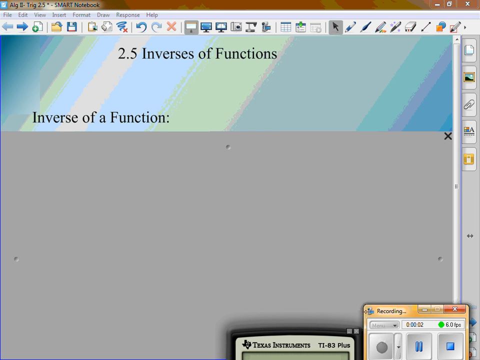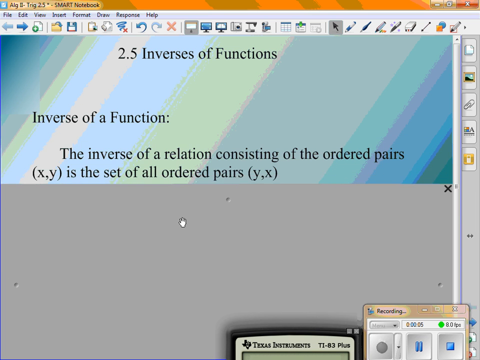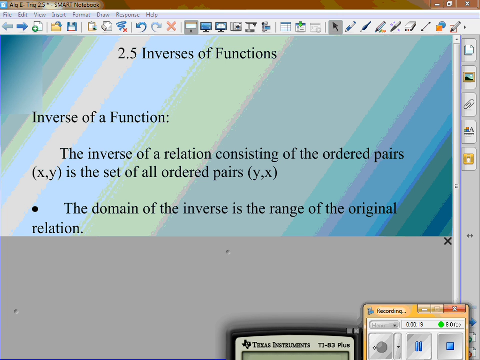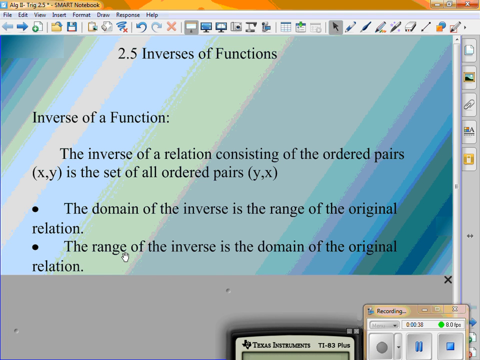2.5 Inverses of functions. An inverse is a relationship consisting of the ordered pairs x, y. So we have x, y. The inverse is y, x. What happens? They flip. They're inverses. The domain of the inverse is now the range of the original. The range of the original, the y, becomes the domain in the inverse. And the domain becomes the range. They flip them around.